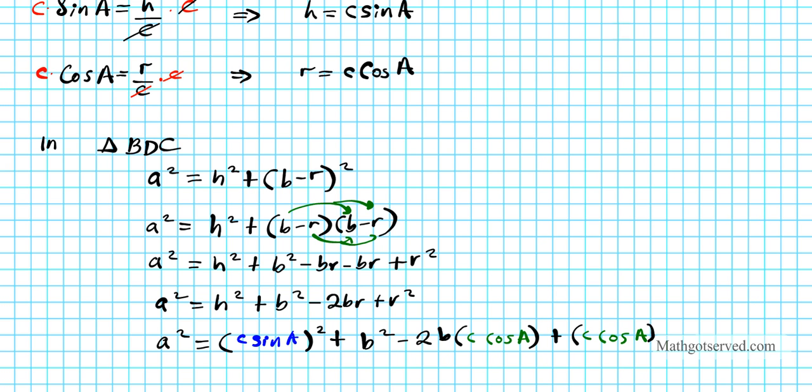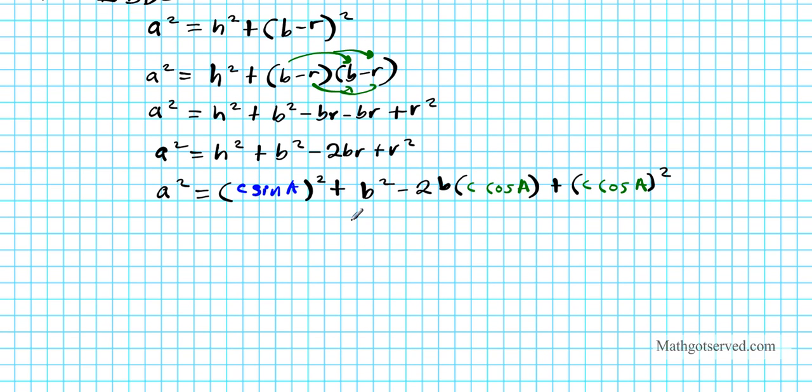Alright, so from here on out, we just use arithmetic and then the Pythagorean identity to finish this off, okay? Alright, so let's simplify this. We have a squared. Now, how do you expand (c sine A) squared? Well, you just basically distribute this square to the c and the sine A, yes? So that basically becomes c squared sine squared A. Okay, that plus b squared minus 2, we just distribute this, 2bc cosine A.